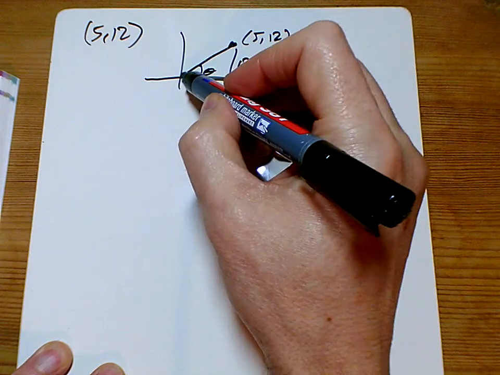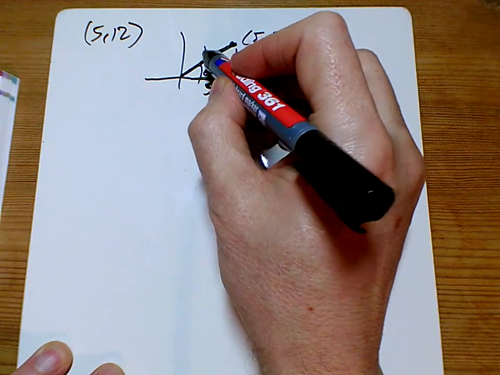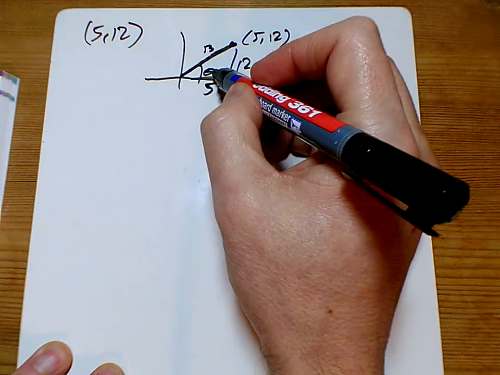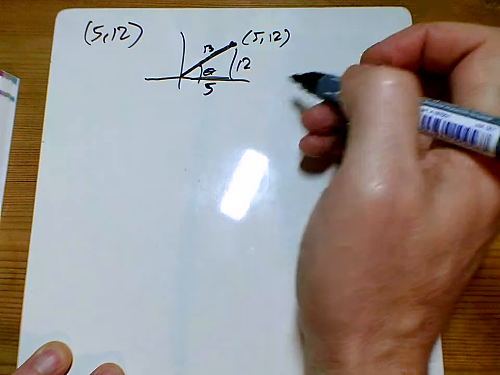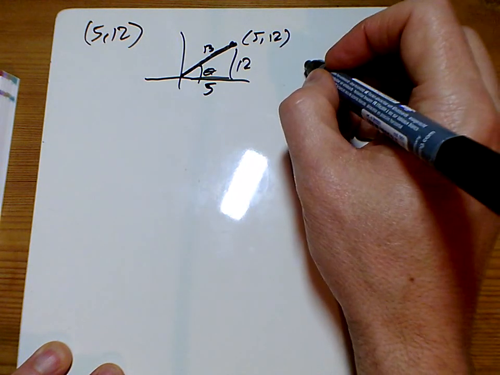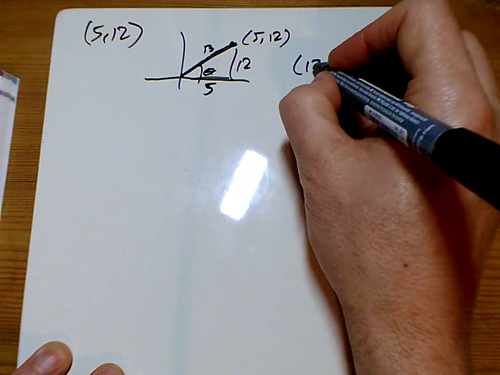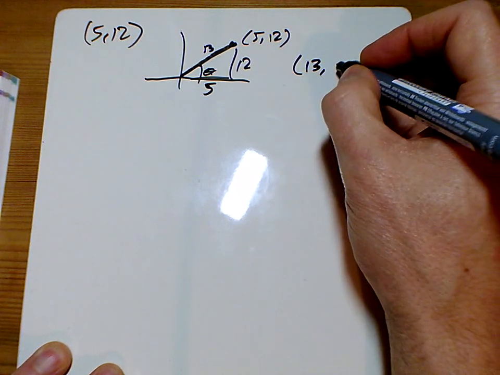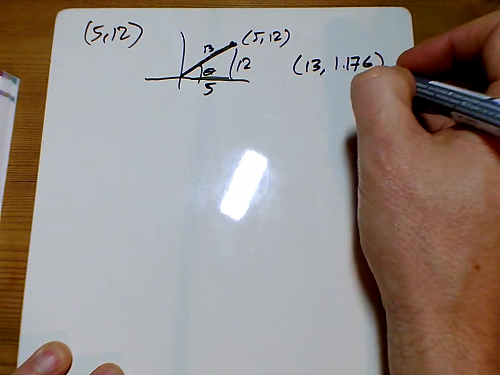And clearly that distance there to there, a bit of Pythagoras, just 5 squared and 12 squared square rooted, that's 13. And that angle there, if we just do the inverse tan of 12 over 5, gives us 1.176. And so this point, using polar coordinates, is 13 and 1.176.